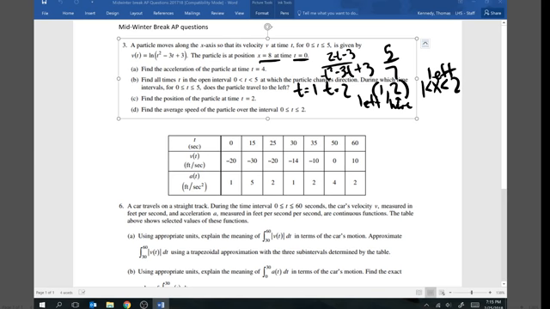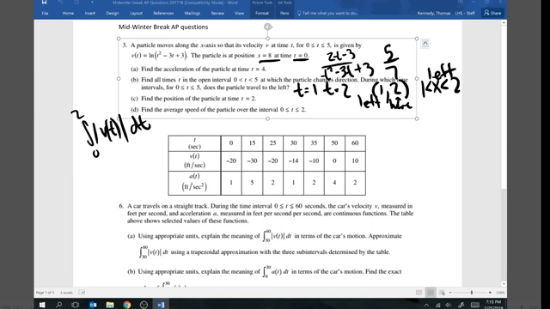Find the average speed of the particle from 0 to 2. This is stupidly similar to what we just did, because we use the exact same integral. Because to find average speed, well, it's a little different. We're going to integrate the absolute value of the velocity from 0 to 2.